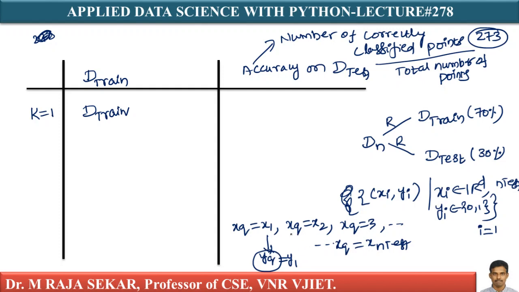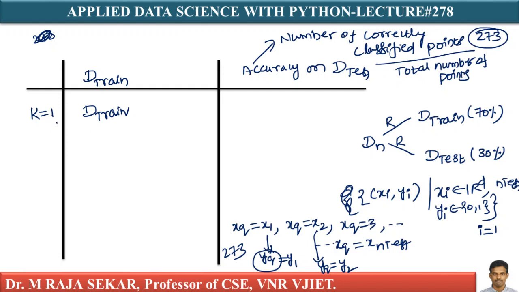In a similar manner, for the next xq I will get a yq. If this yq is equal to y2, this is correctly classified. If the predicted label matches y1, y2, and so on up to yn test, I can say they are correctly classified. If both don't agree, for example for xq equal to x2 if yq is not equal to y2, I will say it is misclassified. This is how to compute accuracy, which I already discussed in lecture number 273. Please refer to that lecture. Accuracy is one useful measure of how good your algorithm's performance is.